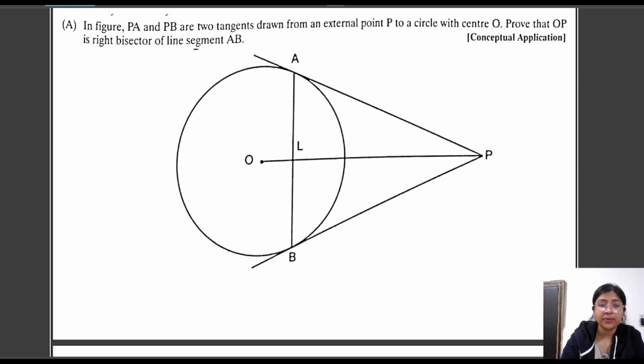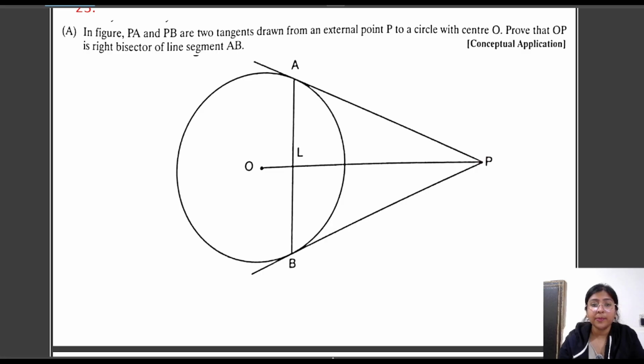In the given figure, PA and PB are two tangents. These are the two tangents. It means these are tangents from an external point P, so their lengths are already equal. We need to prove that OP is the perpendicular right bisector of the line segment AB. What we need to prove?